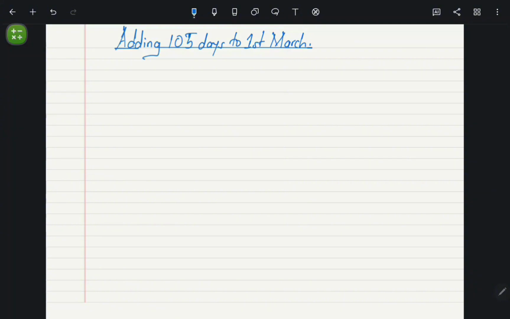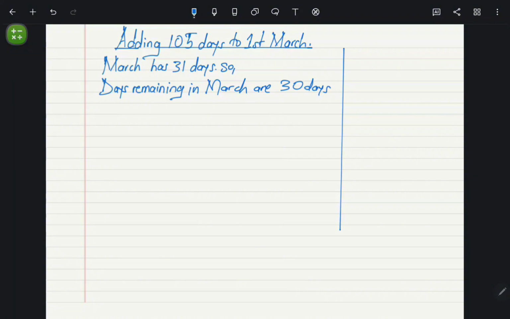that follow March. So we are simply going to identify how many days are found in the month that is coming after March, and then we remove that number of days from 105 days. You may be confused by what I'm saying, but pay attention and watch how we are going to do this number. So March has 31 days. So the days remaining in March are 30 days.